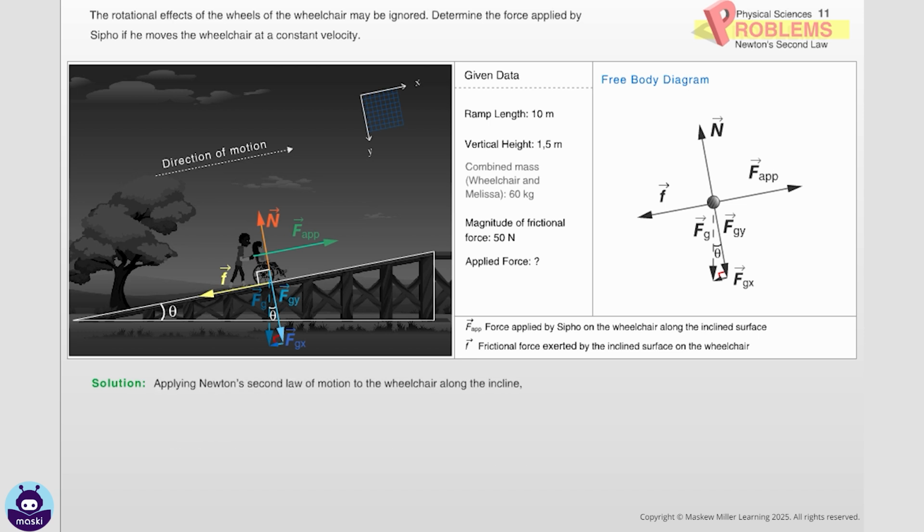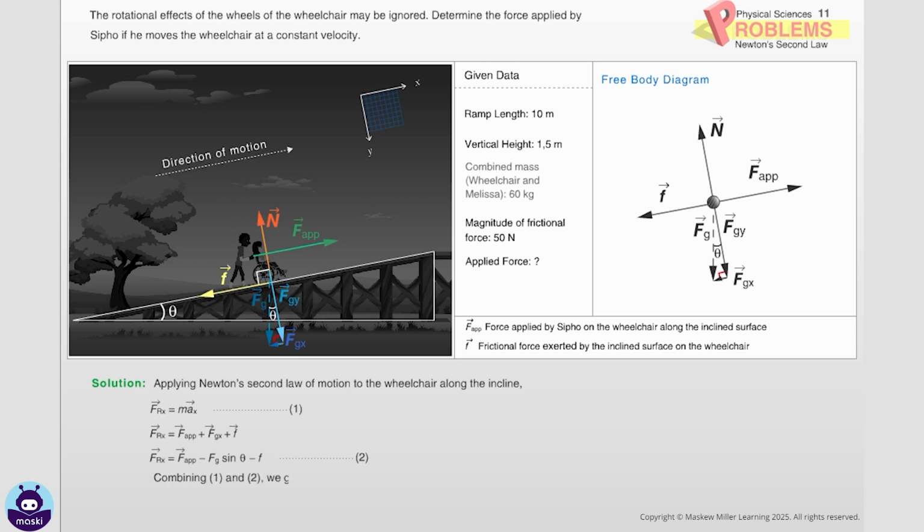We can apply Newton's second law to the motion of the wheelchair along the incline. Vector Frx equals m vector Ax. Vector Frx is the vector sum of the forces along the incline. Therefore, vector Frx equals F applied plus vector Fgx plus vector F. Taking the direction towards the top of the incline as positive, we get vector Frx equals vector F applied minus Fg sine theta minus F.